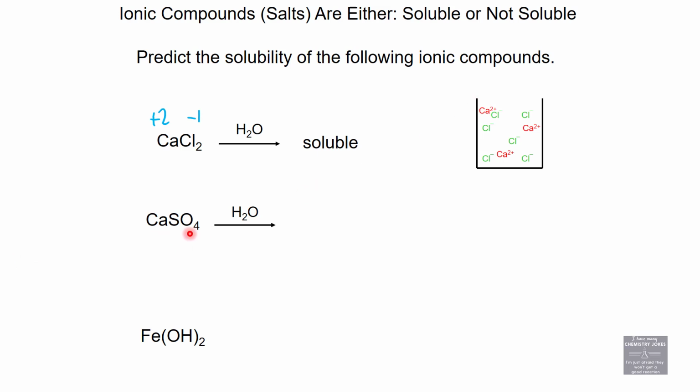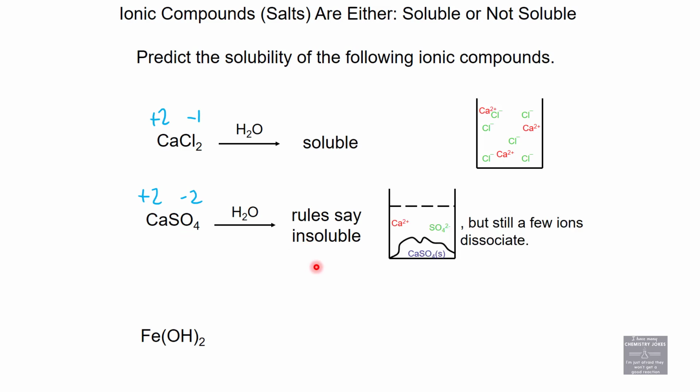Okay. Calcium sulfate, that's a +2 and a -2. It's the exact same 2 examples we just talked through. I know. But that one, +2, -2, very likely not soluble. Yeah, not soluble. But, there are still a few ions in solution. A little tiny amount of ions in solution.